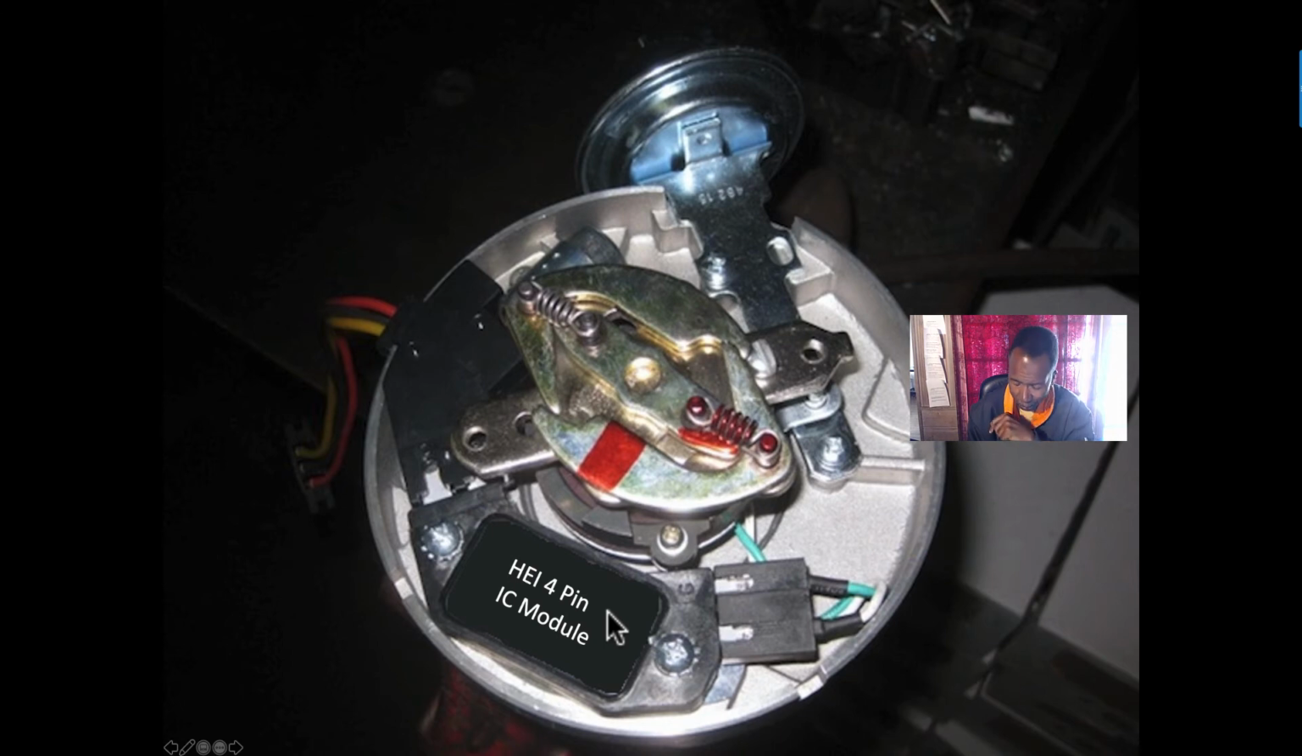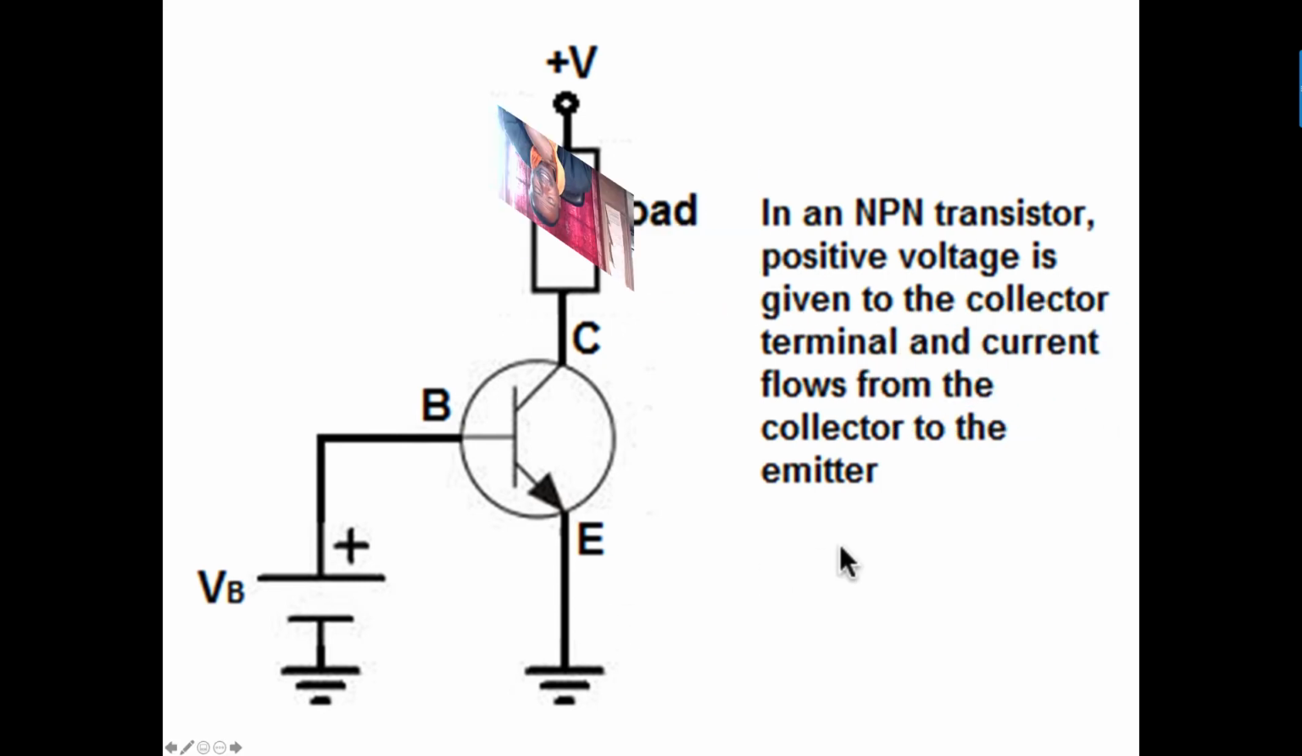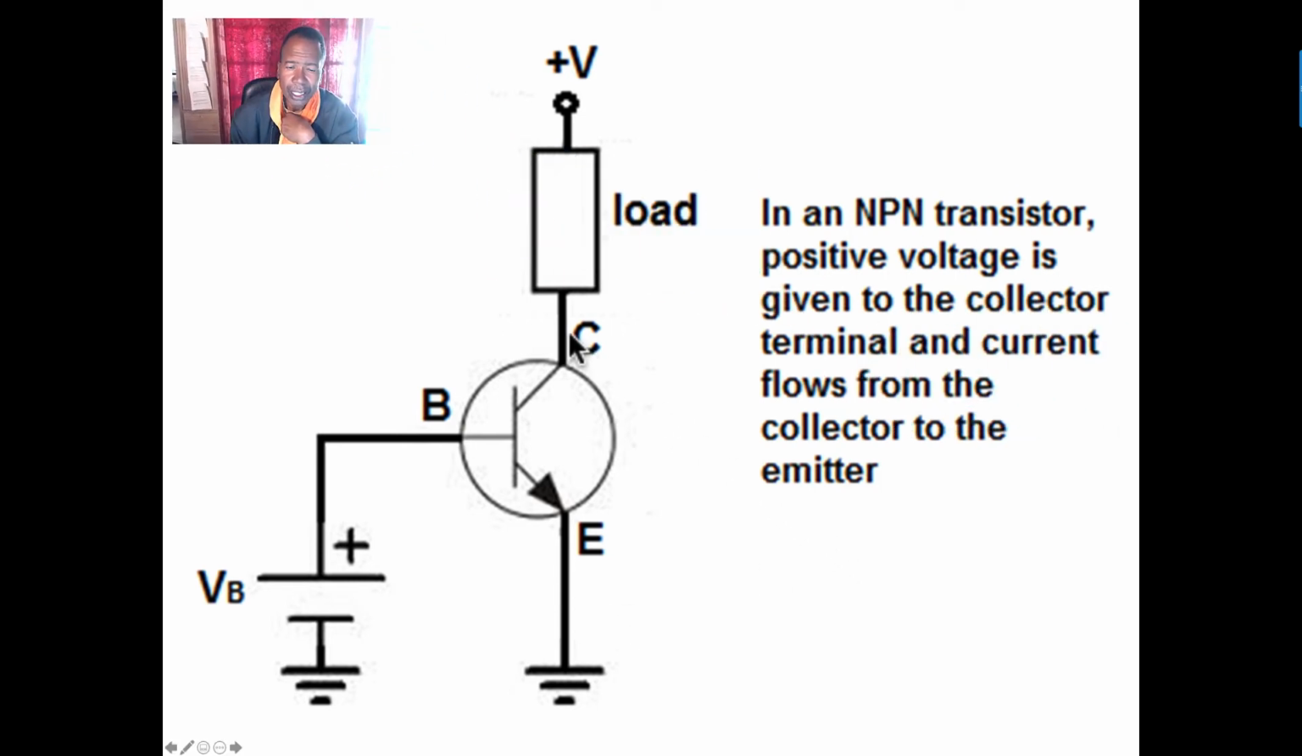Let me show you. Here's a transistor. It's an NPN transistor. Positive voltage is given to the collector. Here's the collector, here's the emitter. So positive voltage is given to the collector terminal and current flows from the collector to the emitter, as you see over here. This is my source of voltage. Here's the load, which is the coil.